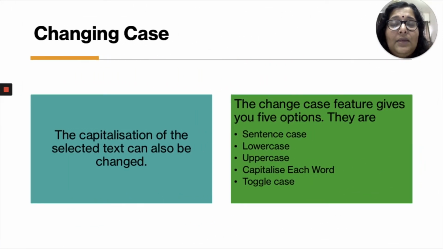The next thing that we have to learn is changing case. The capitalization of the selected text can also be changed. That is, you can write in small case or big case. You can write in small alphabets or big alphabets while you are typing in PowerPoint. And at some point you feel that you need only the first letter to be capital, then that is also possible. You want to convert all the small alphabets to uppercase alphabet, then that is also possible. So there are different options available in changing case.